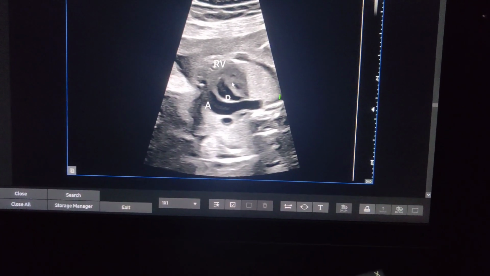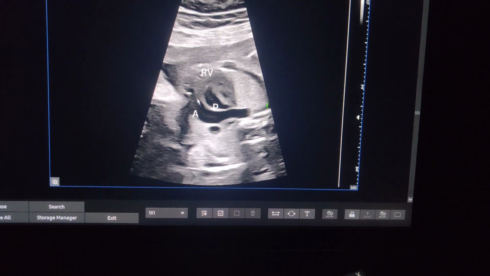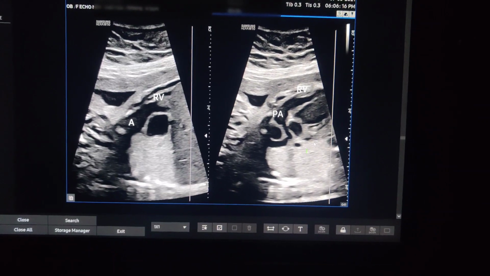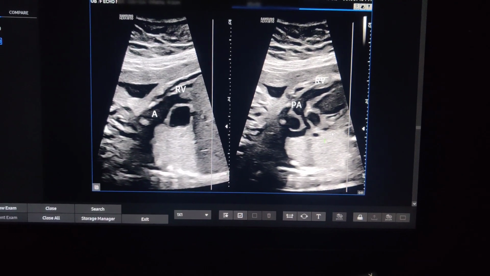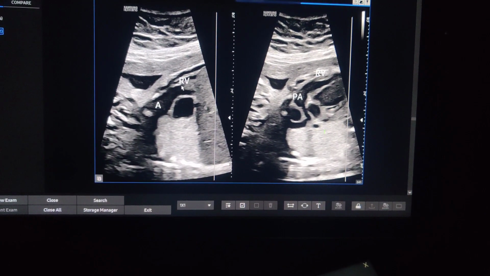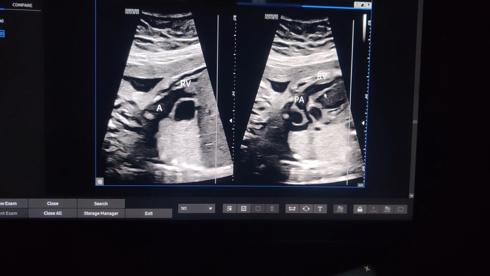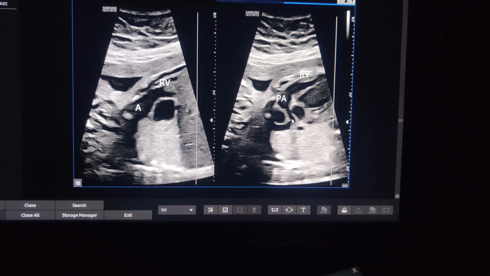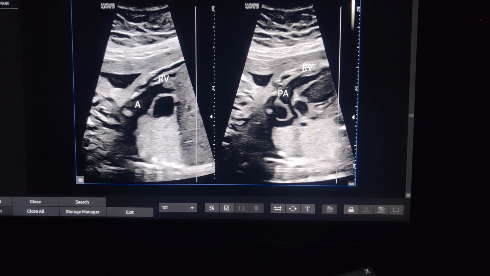So then we start labeling them. This is the right ventricle, the aorta comes out from that, the PA comes out from that. Now I turn the probe perpendicular, and this is the anterior chamber which is the right ventricle. You can see the RV giving rise to the aorta, and you can also see the RV giving rise to the pulmonary artery, as evidenced by the right branch pulmonary artery.